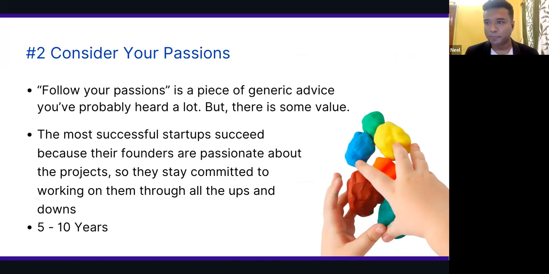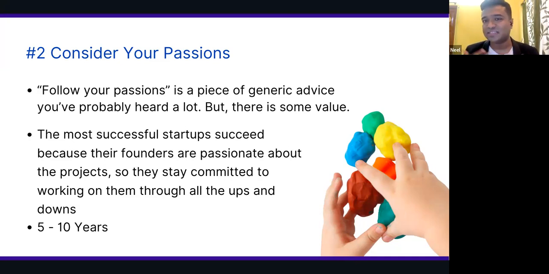Next is consider your passions. I think most of you have heard of this, and it's a very common thing, like follow your passion, right? Though it is very generic advice, it has a lot of value in the entrepreneurial journey. Do you want to know why? The reason is it's not easy at all to build businesses. You will be facing a lot of obstacles every single day. You have to solve problems, may it be related to your customers, your technology, or your team members. And then you still need to grind through the process, overcome and continue.